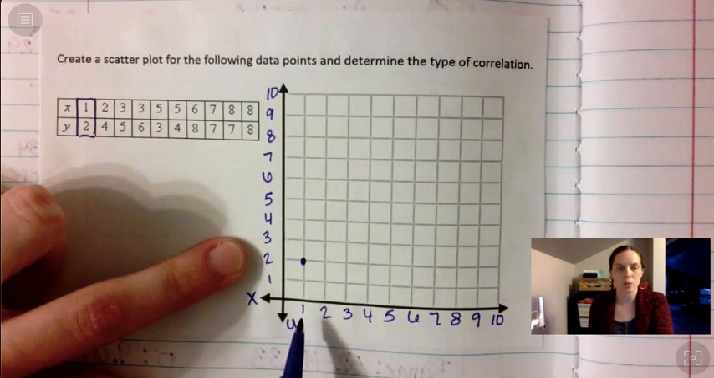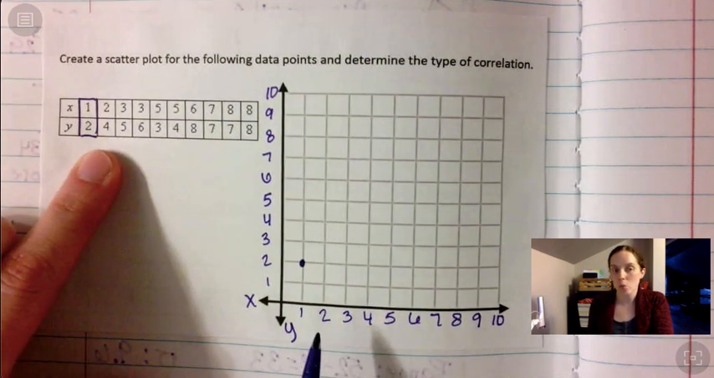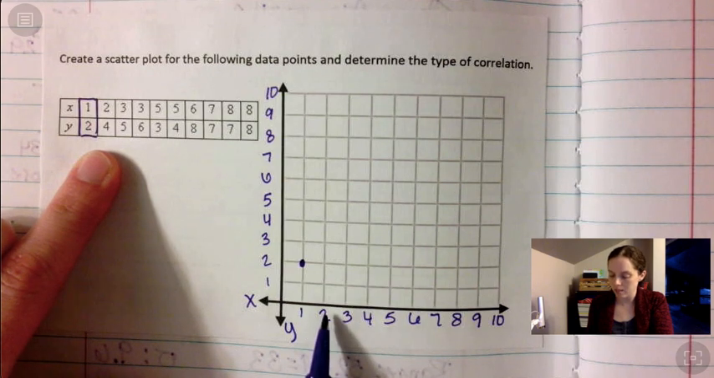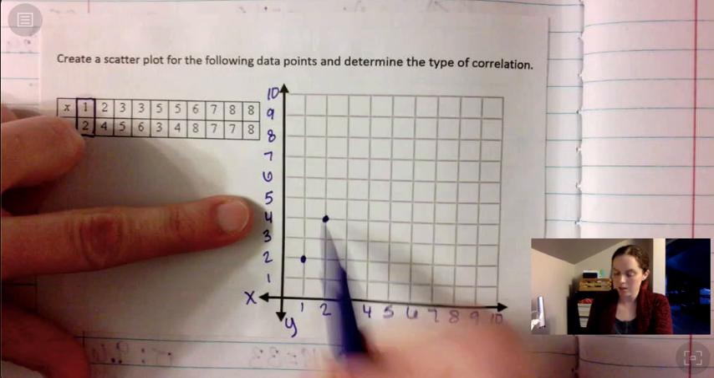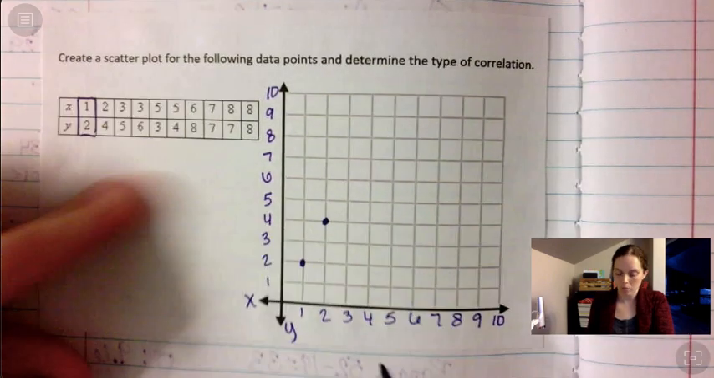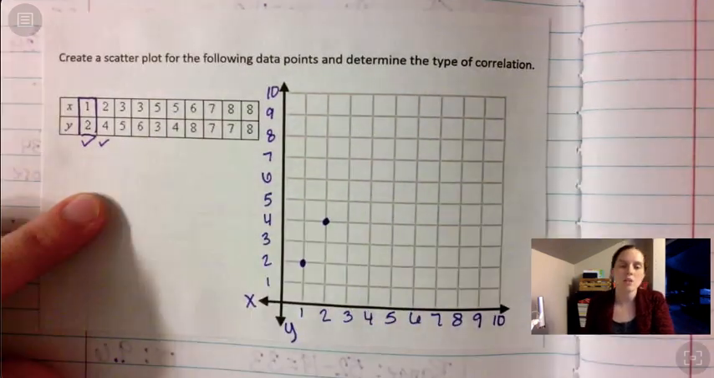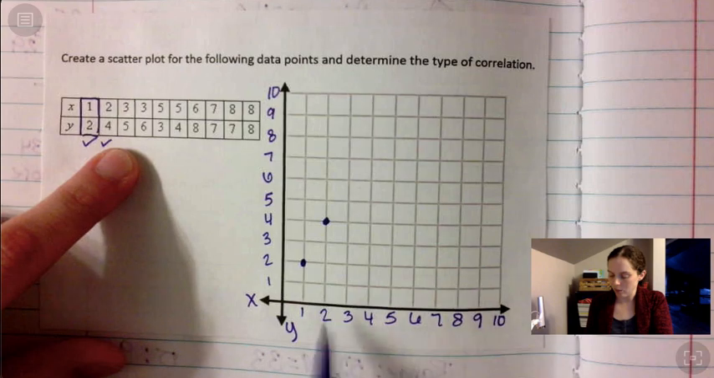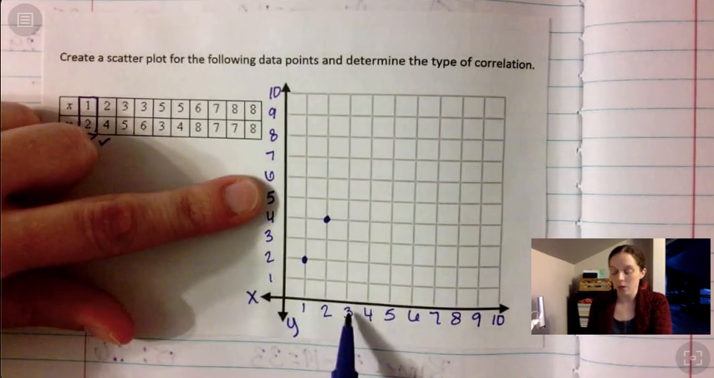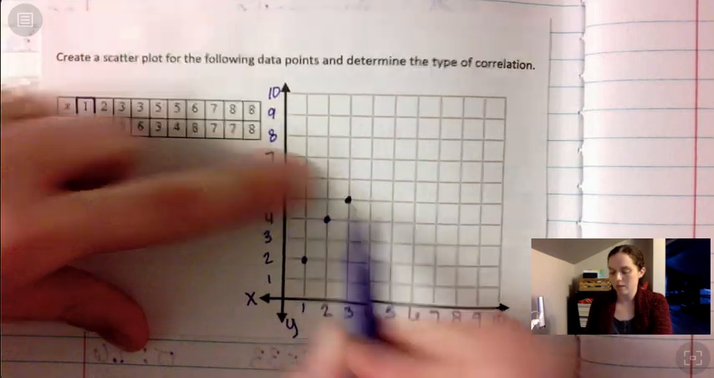So 1 and 2. Our next one is 2, 4. So I'm going to go to the 2 on the x and the 4 on the y, and then where they meet is right there. Okay, I'm going to kind of check these off as I go because, again, so easy to mess up and miss one. 3 and 5, so I go to 3 here, I go to 5 here, and then I follow my lines up, and where do they meet? Right there.